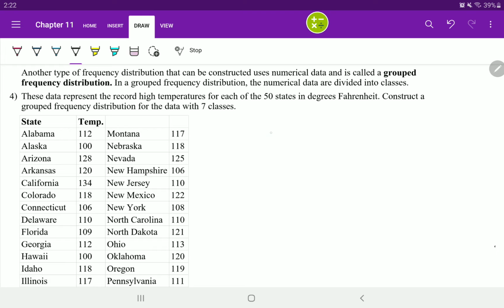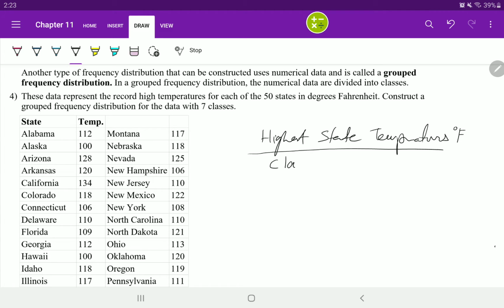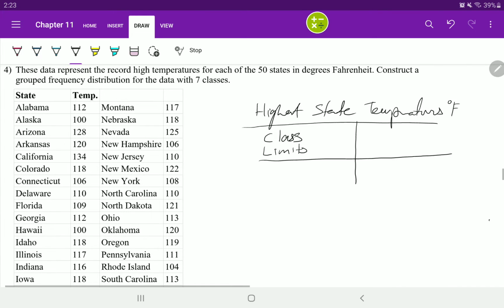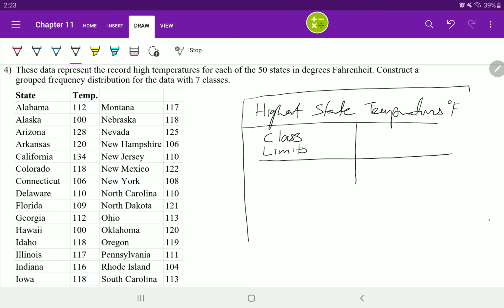So I'm going to call this highest state temperatures in Fahrenheit. Okay. Now, we're going to call the first column class, or you may hear class limits. I'm going to call it class limits. Now, the second column will be known as your frequency column.